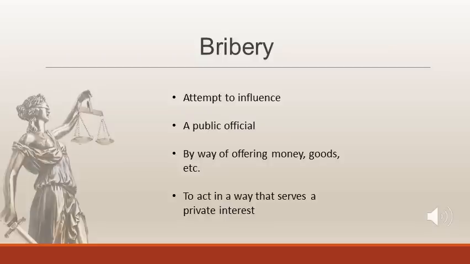So you get pulled over for speeding, and the officer comes up to you and says, "Hey, license and registration, please, and proof of insurance." And you say, "Okay, officer, no problem." And when you hand him your license, you've attached a $100 bill wrapped around it, and you give it to him. Now, are you offering goods or money to act in a way that serves a private interest? What's your private interest? Well, your private interest is getting out of the speeding ticket.